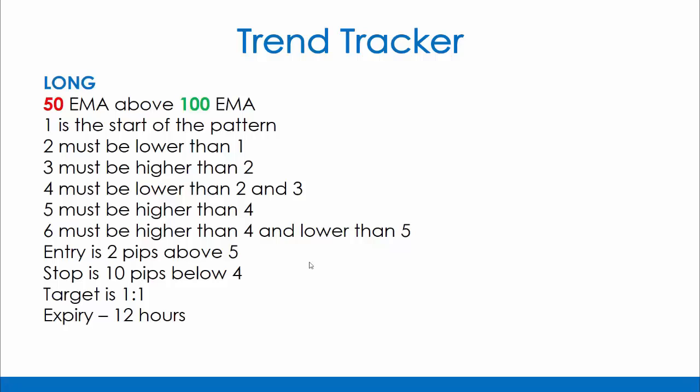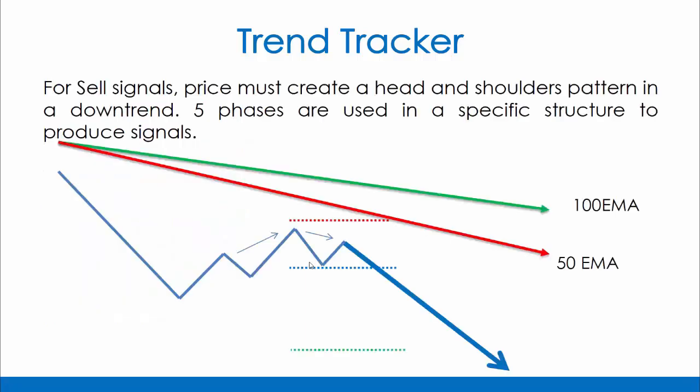And expiry time wise, you can just place the order and come back later on in the day and amend it yourselves. But otherwise, you can place an expiry of anything from 6 to 12 hours on the Trend Tracker. It depends on how long you're willing to leave your orders valid for. Anything from 6 to 12 hours is a reasonable amount of time. If the order hasn't triggered inside of 12 hours, it probably isn't going to.